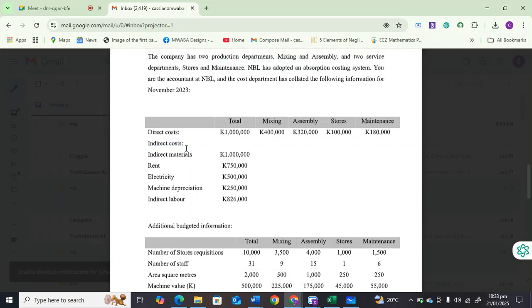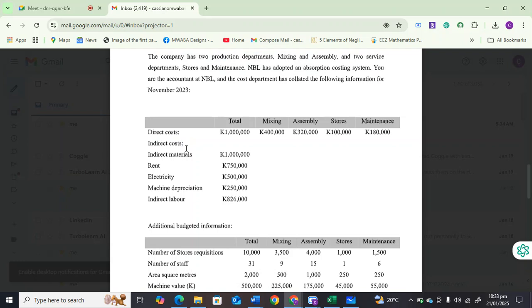So here, what we're aiming to do is find how much it costs to make one battery. So we are going to go through the process of overhead apportionment. There was no allocation here, so it's just straight apportionment. We're going to go through the overhead apportionment first.